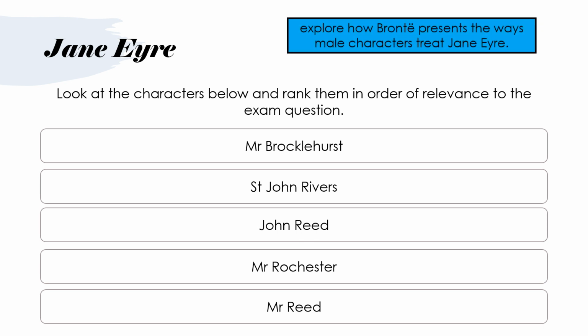Now, the focus of the question was explore how Bronte presents the ways male characters treat Jane Eyre. So what we need to think about is, if you consider that question, I want you to think about which of the characters had the greatest impact within the novel, which ones treated her either particularly well or particularly poorly, and try and think about how you might justify it. Are there any quotations you can remember, either direct or indirect? How would you actually justify the ranking for each of these characters?